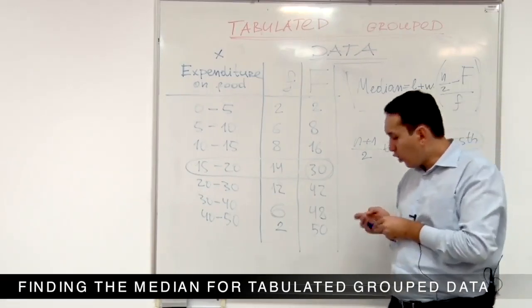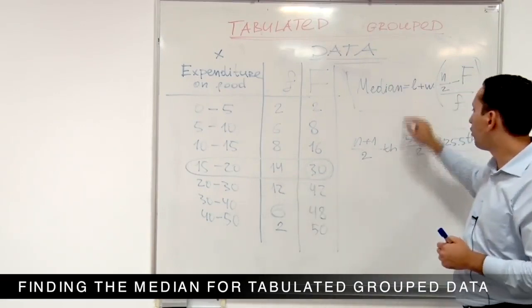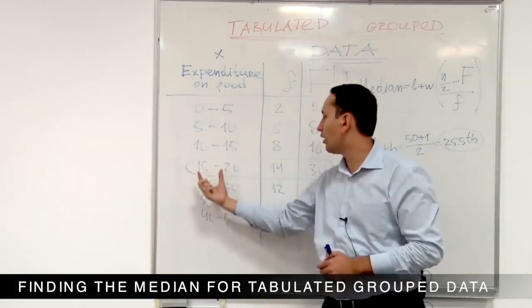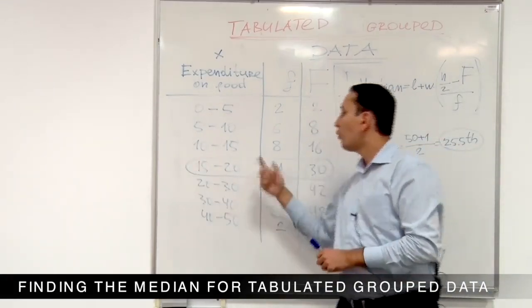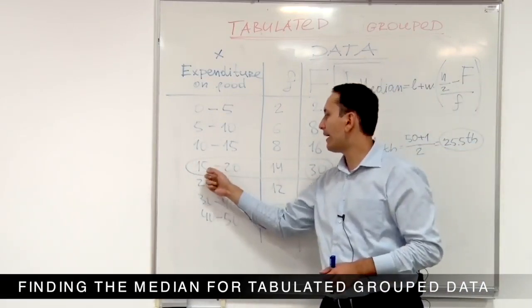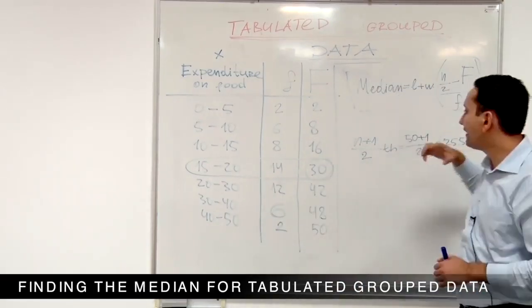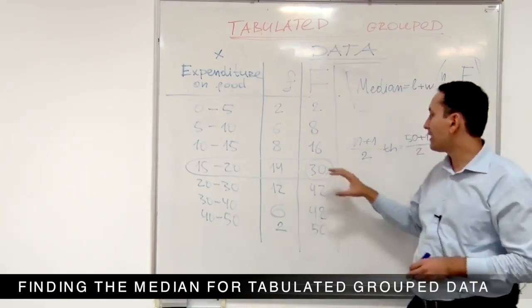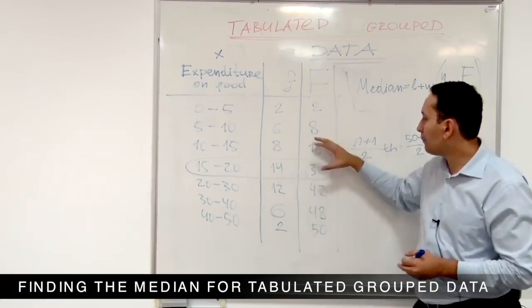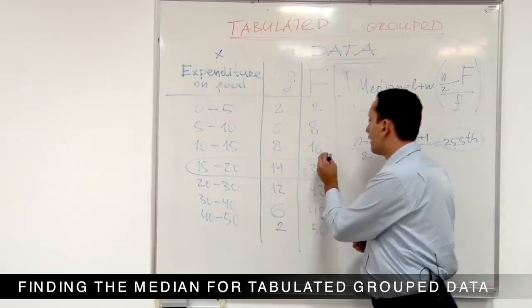Now, knowing that this is the median group, we use this formula where L is the lower boundary of the median group, which is 15. What about the width? The width is 5, since 20 minus 15 is 5. n is 50. F is, remember, not 30. F is the cumulative frequency up to the median group. So up to the median group is going to be 16 right here.